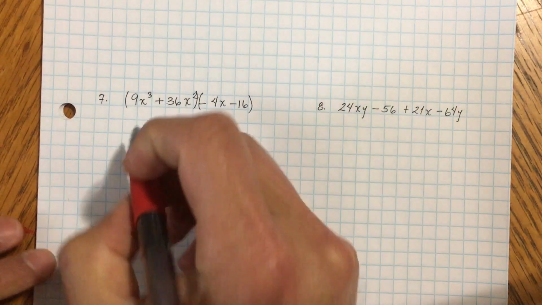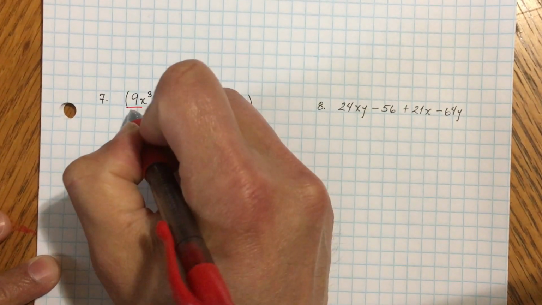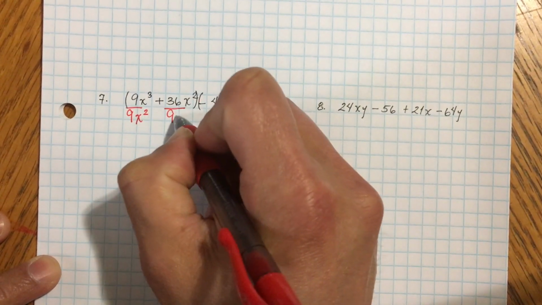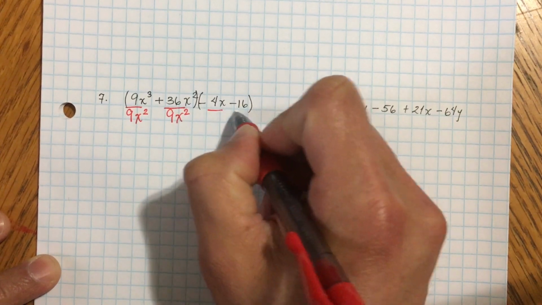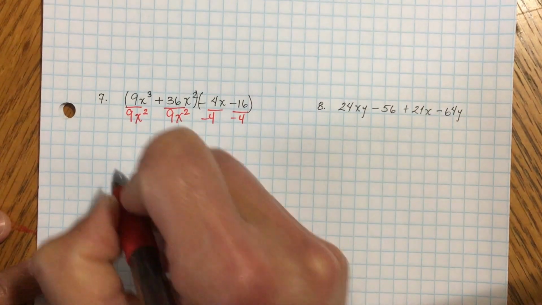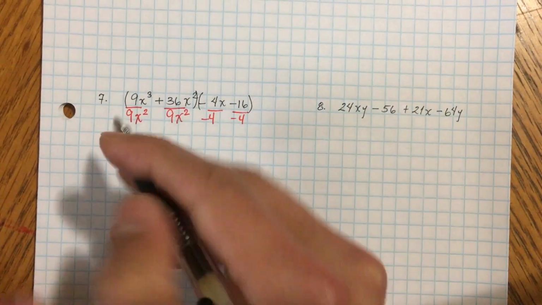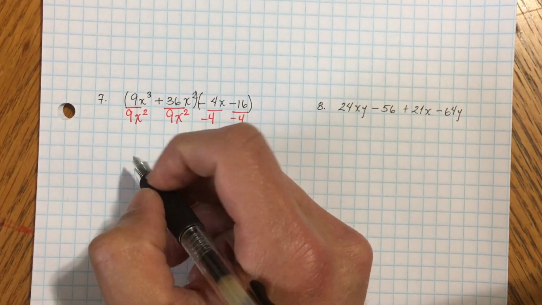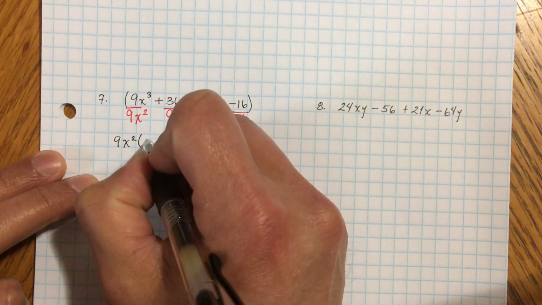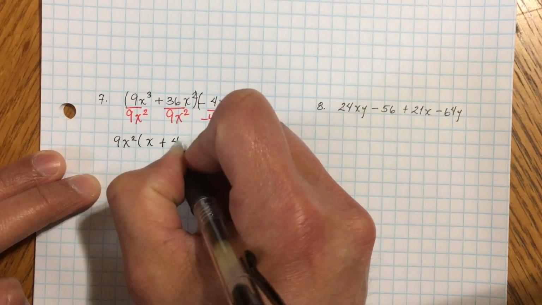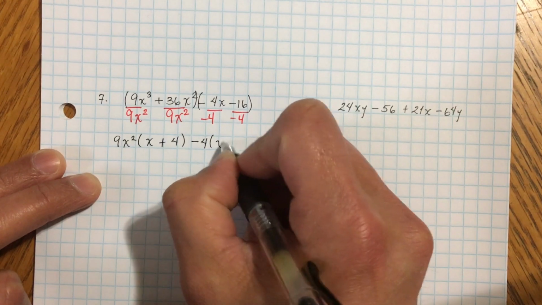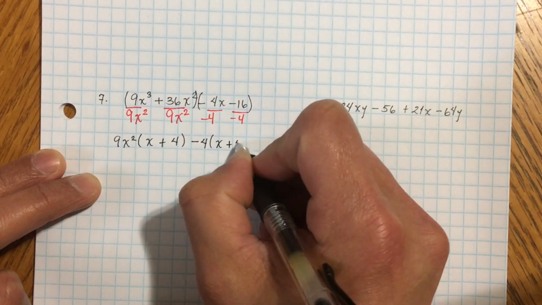Okay. So now, factor. Take out a 9. Take out a 9. And you have the x squared out. On this side, don't forget to take out that negative. And then 4 goes on each of them. So we're going to have 9x squared on the outside. And then x plus 4. Minus, take out that 4. And then negative and negative becomes a positive 4.